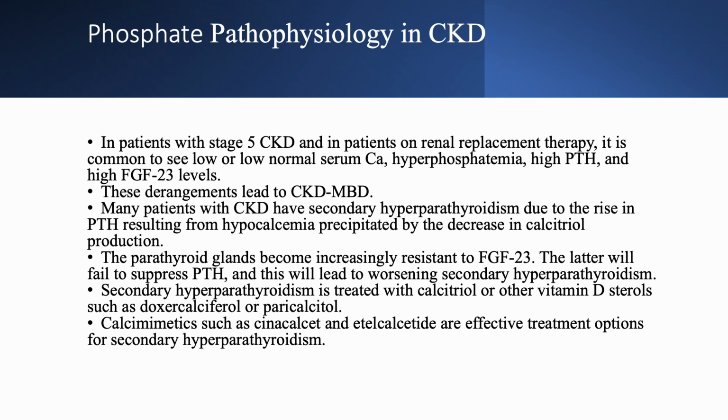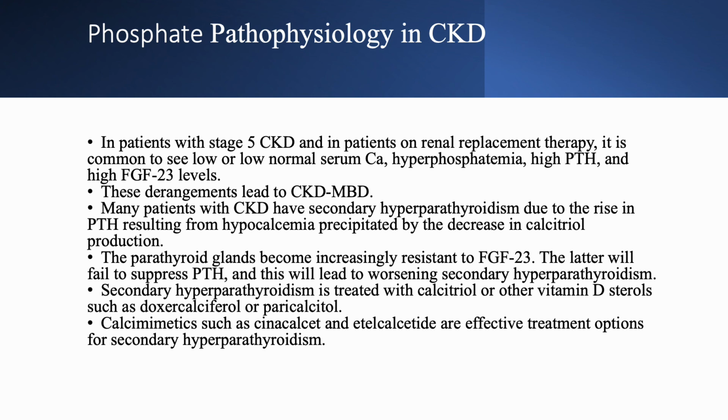Now, with secondary hyperparathyroidism, we are going to control the phosphate with dialysis, diet, and phosphate binders. We are going to give some form of vitamin D, and we are going to follow PTH every 1 to 3 months. If that is not enough, we are going to use a calcium mimetic. A calcium mimetic is a medication that reduces PTH by activating the calcium sensing receptor. So when the calcium sensing receptor is activated, PTH is going to go down.